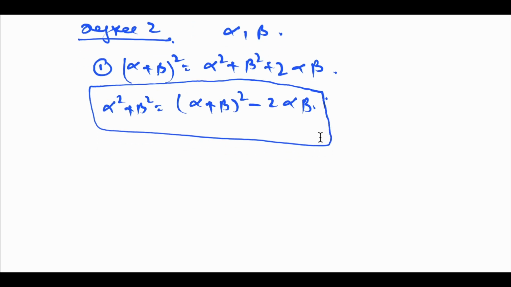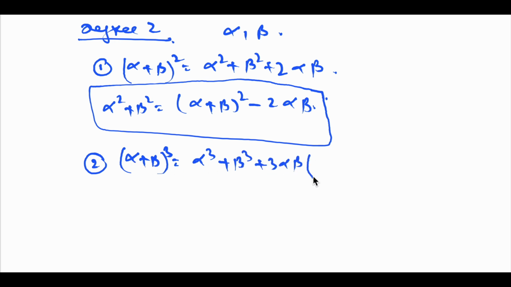Number 1. How to find the cube of this one? Second formula. The cube of this one, alpha plus beta whole cube, is equal to alpha cube plus beta cube, then multiply these two and it's thrice, plus 3 alpha beta, and then in the bracket the same thing, alpha plus beta. Please see the expansion of alpha plus beta whole cube. The second formula you have to remember: alpha plus beta whole cube is alpha cube plus beta cube, multiply these two together and thrice. So this is plus 3 alpha beta in the bracket alpha plus beta.